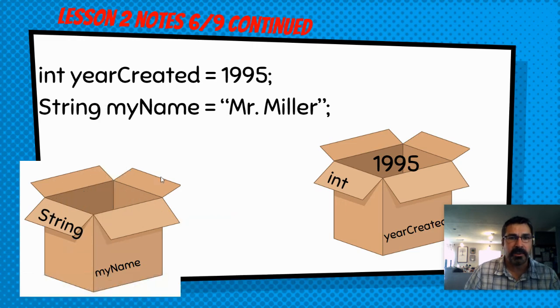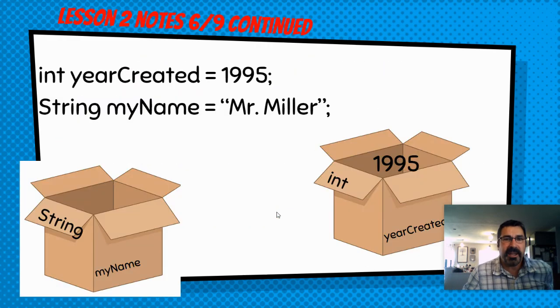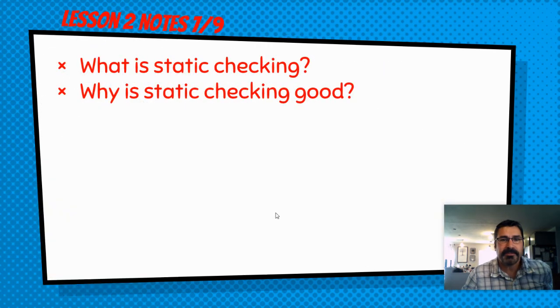Okay, so let's go back. How does Mr. Miller describe the difference between a primitive and an object? A primitive is just a box that holds a number or something simple like that. An object variable is holding a robot that you can ask him to do stuff. So far, we haven't asked him to do stuff, and we won't in this lesson, but eventually we will ask guys like that to do stuff. All right, and you can finish the last one on your own. Okay, let's take a look at the next one and see what's going on there.